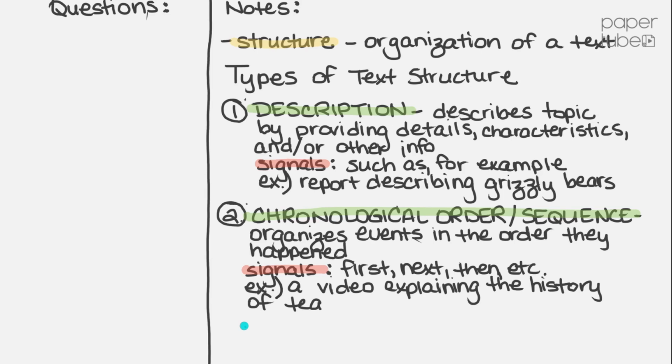Some example signal words for this are first, next, then. I'm sure you can think of a lot. Before, after, finally. Those kinds of words are all signal words indicating that the text is using a chronological order.